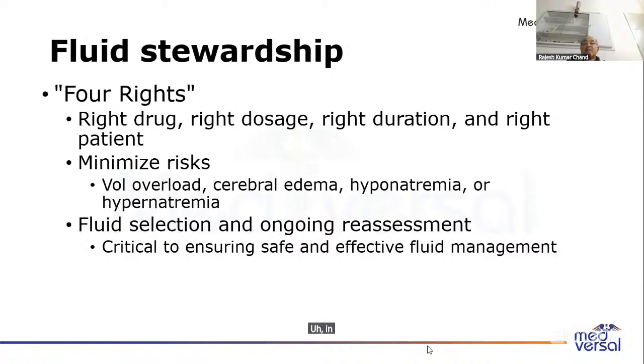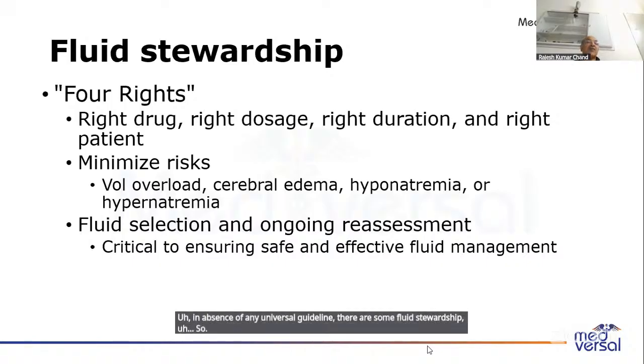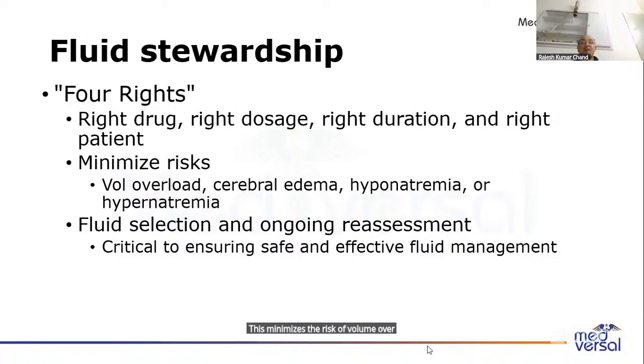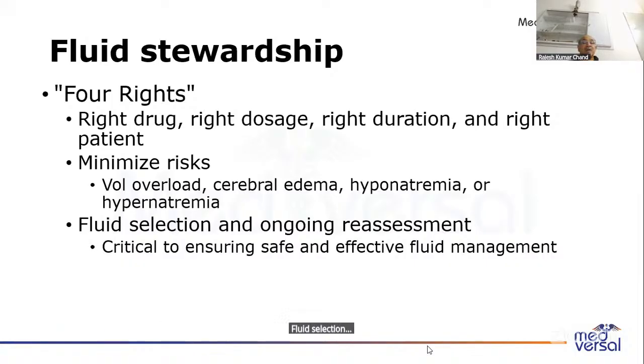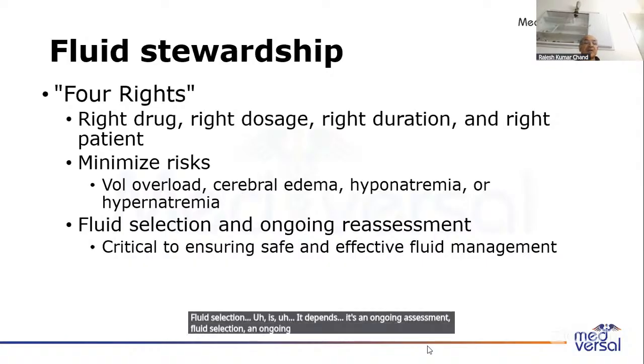In the absence of any universal guideline, there is some fluid stewardship. So the 4 rights of fluids are right drug, right dose, right duration, and right patient. This minimizes the risk of volume overload, cerebral edema, hyponatremia, or hypernatremia. Fluid selection and ongoing assessment is critical to ensure safe and effective fluid management.